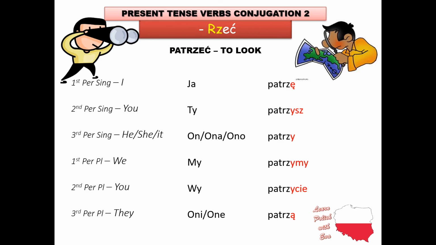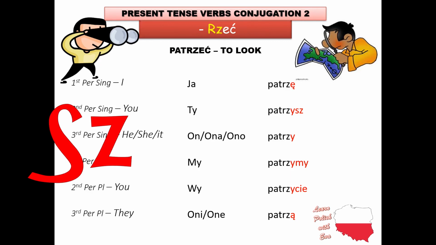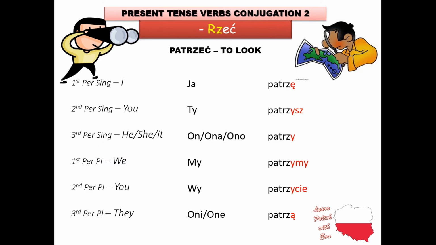Just take note that the letters RZ, which is the double letter that sounds like ż, when preceded by the letter T, is not really a strong sound. So I am not saying ja patrzę with a ż. It changes phonetically to a soft sound. So ja patrzę sounds more like a sz, the double letter sz, rather than the double letter ż.